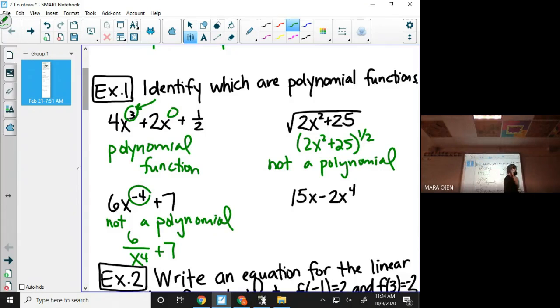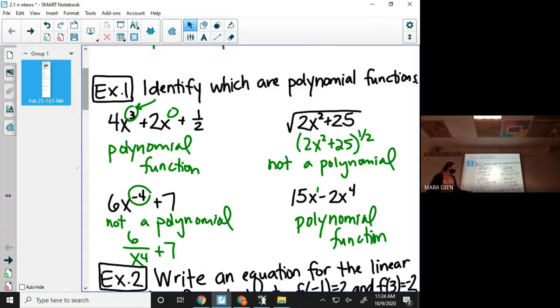Okay. This last one, technically a 1 and a 4. So I would say, yep, those are both positive integer exponents. So I'd say this is a polynomial function. Poly just typically means more than one, many, and nomial just means terms. So we're just adding or subtracting many terms together.